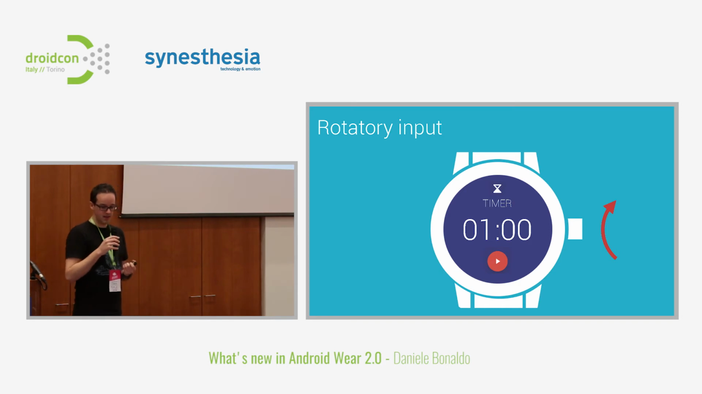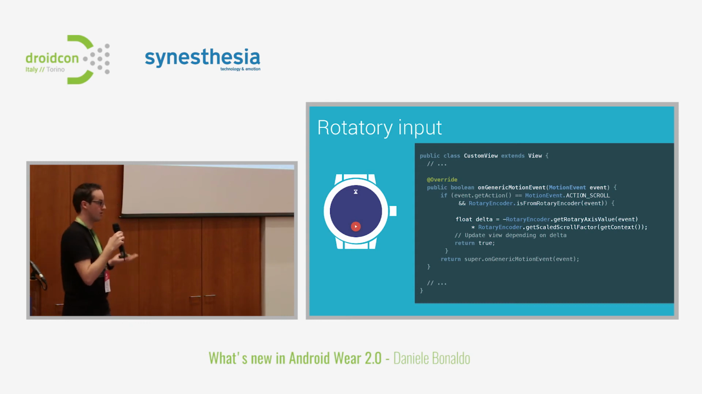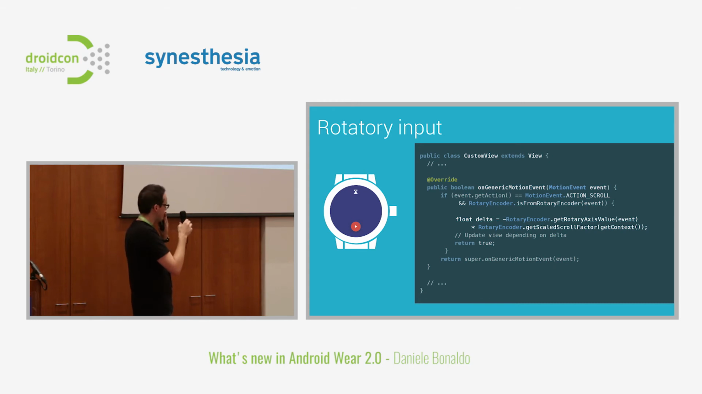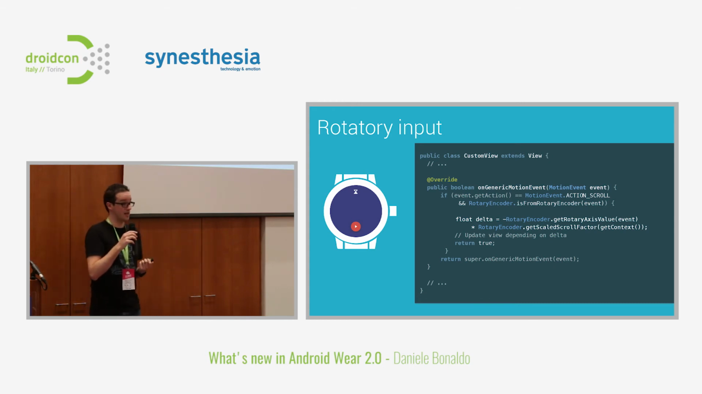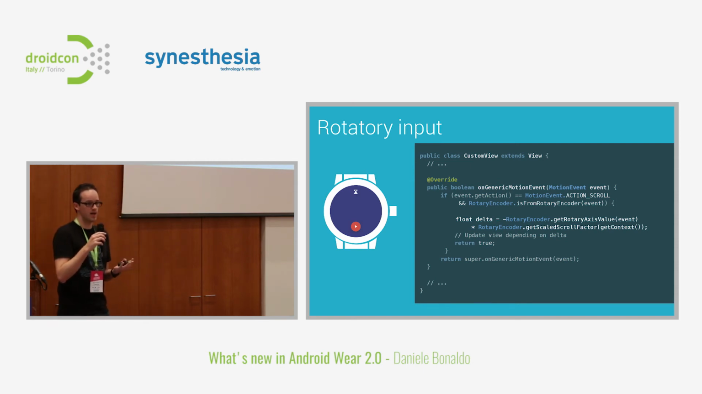We can do it easily, attaching a generic motion event listener to any custom view, or overriding the specific method on your view. Again, you can query the rotation encoder method utility class in order to get if the given event is coming from that wheel, and then update your UI accordingly.